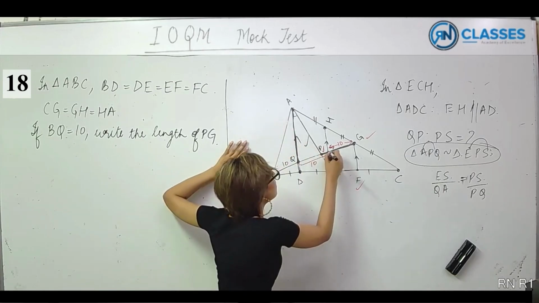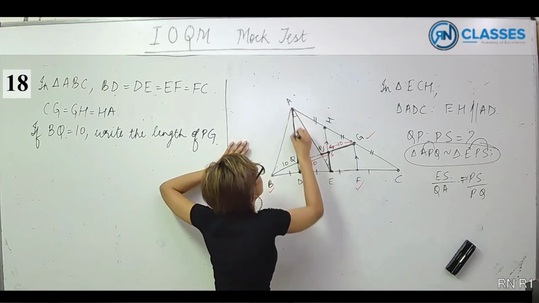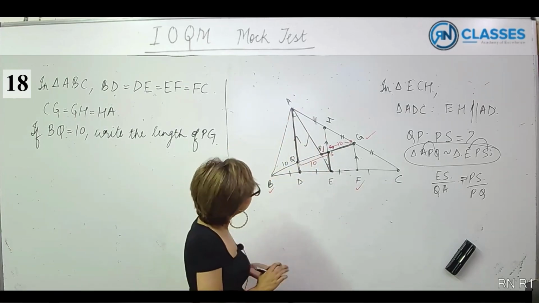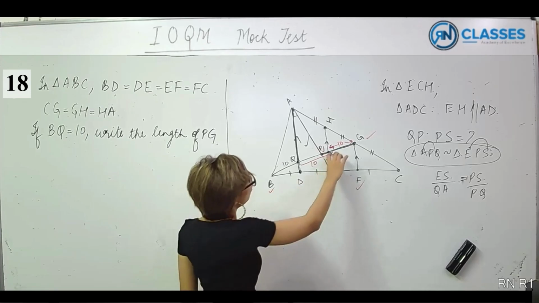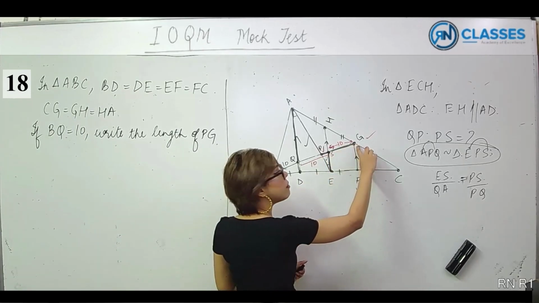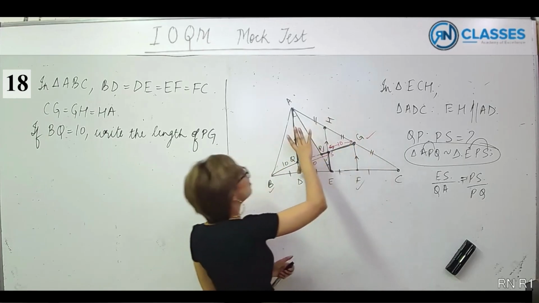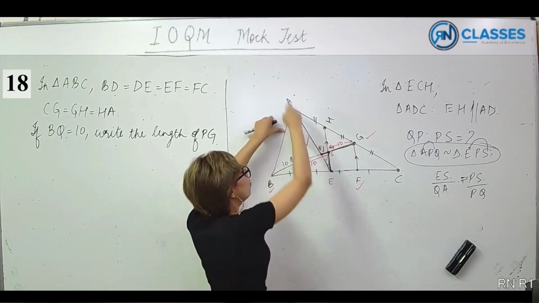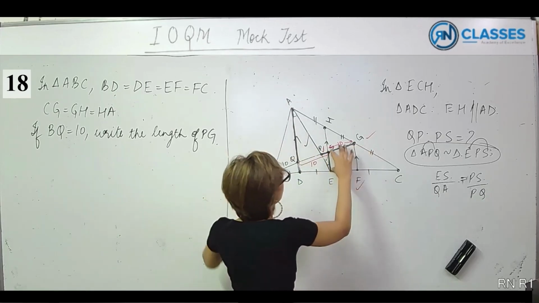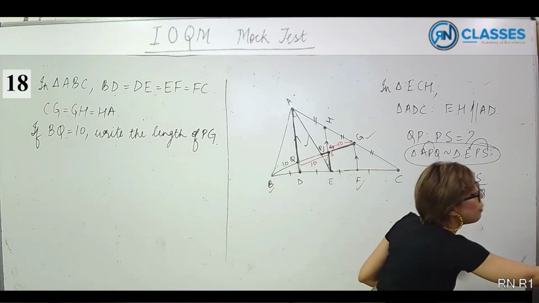How do I find out this length? This and this. In fact, I don't want the length, I want the ratio. Now, mind it, I know that this length will be associated with this one, and this one will be associated with this one, the entire. Interesting. This will be associated with this one. So, what I'll do is, I'll suppose this length will be 2x.